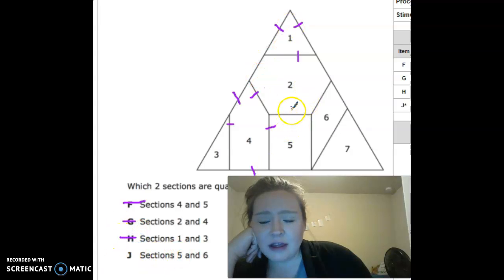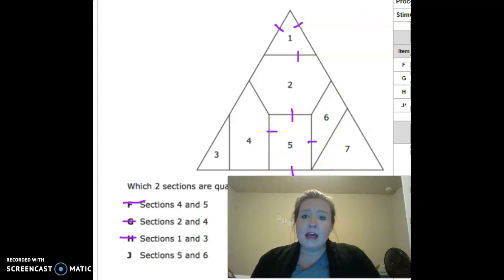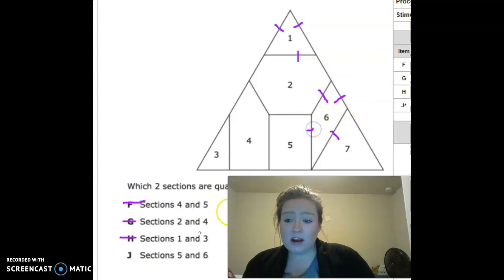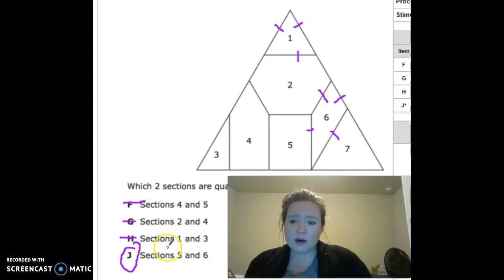Section 5. Let's count section 5. 1, 2, 3, 4. That is a quadrilateral. This has 4 sides. Let's count section 6. 1, 2, 3, 4. And that is also a quadrilateral. So the correct answer here is letter J.